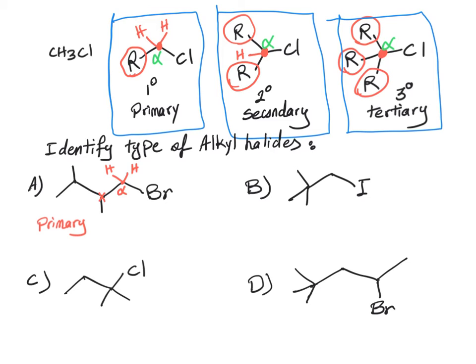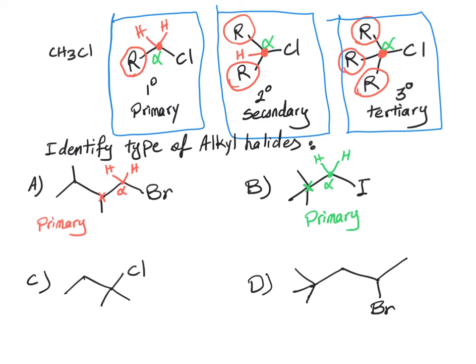In B, first we find the alpha carbon. This is the alpha carbon, the carbon which is directly bonded to the halogen, to the iodine. And this alpha carbon is bonded to two hydrogens and one other carbon, this carbon. So this alpha carbon is a primary carbon, and iodine is bonded to a primary carbon, which means this is also a primary alkyl halide.